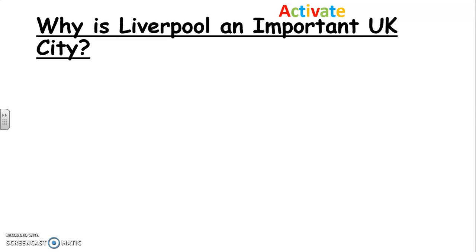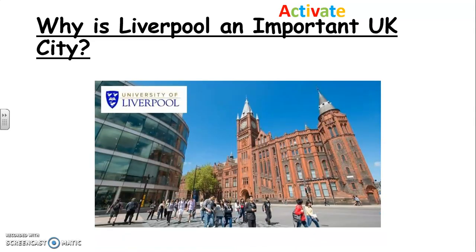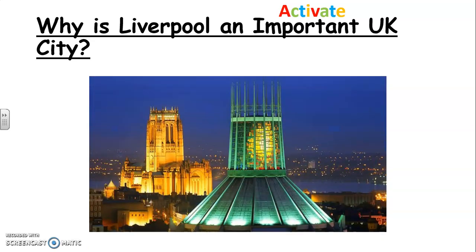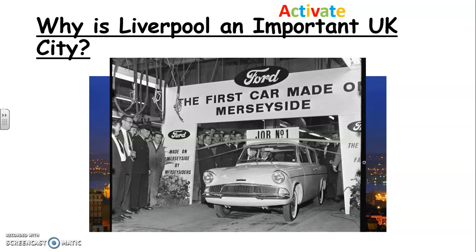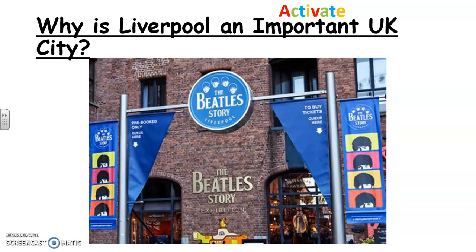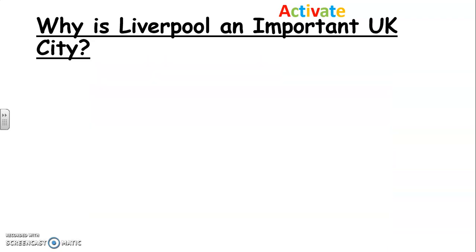So why is it an important city within the UK? There's quite a few important things. For example, education. So there's a number of world-class universities. There's religion. You can see on this picture there's 2 cathedrals in Liverpool. Industry. So car manufacturing was in Halewood, so Ford and Jaguar, and also pharmaceuticals industries in Speke. Also, there's a huge amount of culture and entertainment within Liverpool. You can't travel anywhere around the city without seeing something to do with the Beatles. And also, there's a huge amount of tourism within Liverpool.